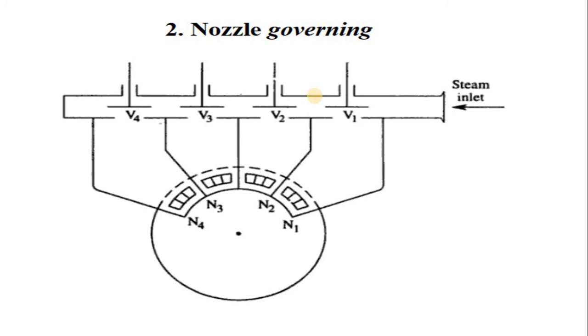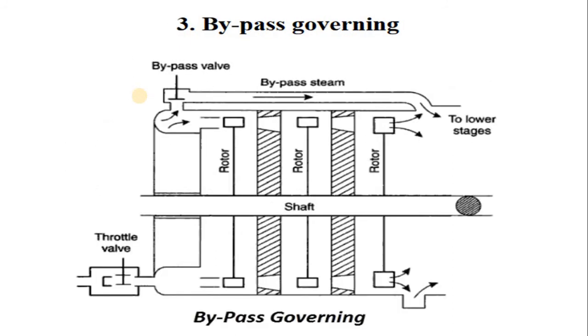In a similar way, when the load of the turbine increases, at that time the speed of that particular turbine goes on decreasing. In order to maintain the speed constant, we must supply a greater quantity of steam. This can also be done by opening a portion of the valves in order to maintain the equal speed. So this is all about nozzle governing. Through the adjustment of the valves, we can maintain a constant speed.